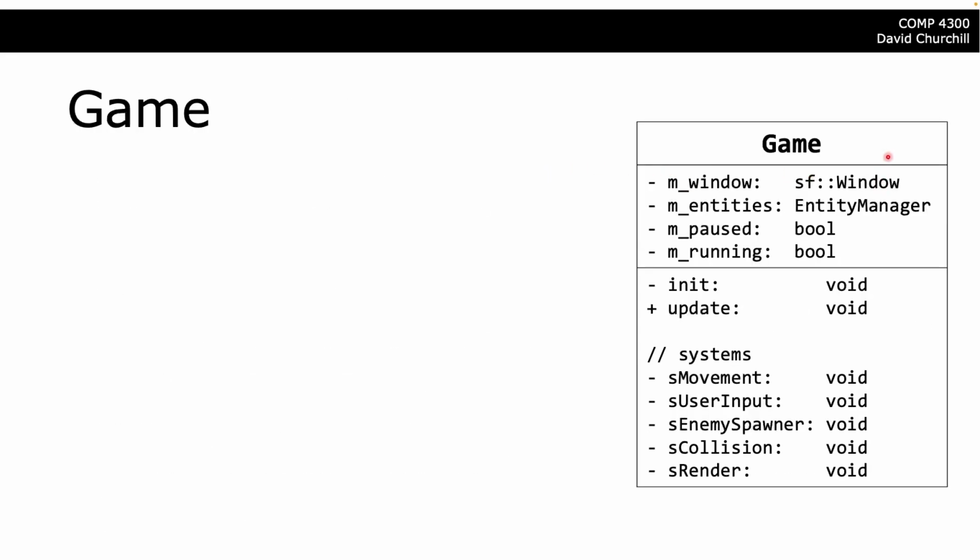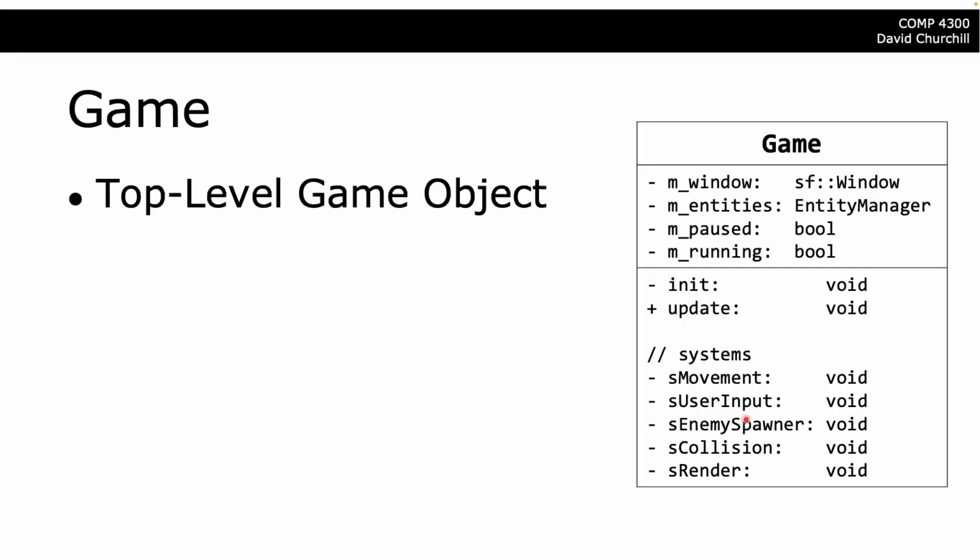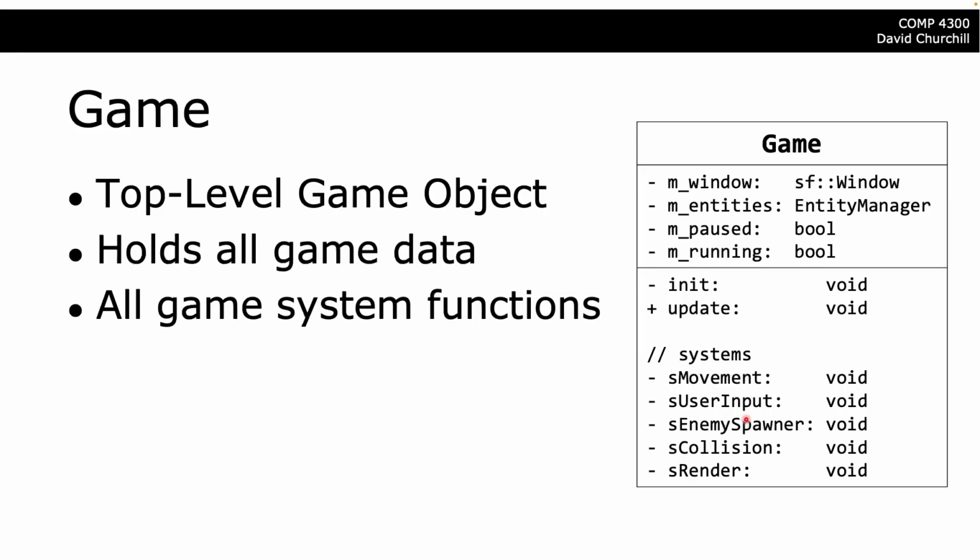The game class is going to store more variables than this, but I couldn't fit them all here. These are the ones that are really important. So for example, it's going to store the SFML window, it's going to store the entity manager, whether or not the game is running, whether or not it's paused, etc. It's going to have all of these systems down here. So we're going to have a movement system, a user input system, an enemy spawner system, collision system, etc. So this is the top level game object. It's going to hold all of the data relevant to the game and all of the system functions as well.